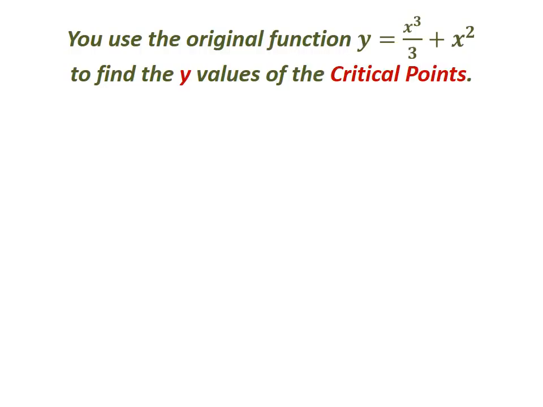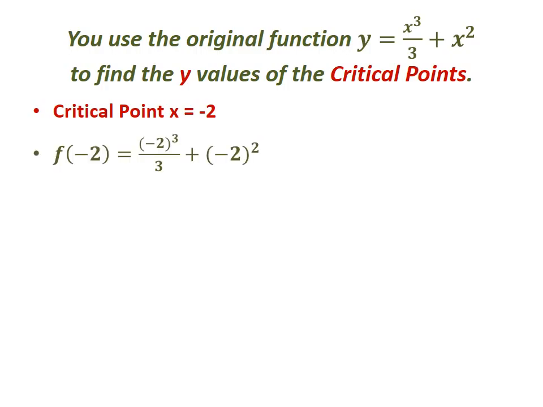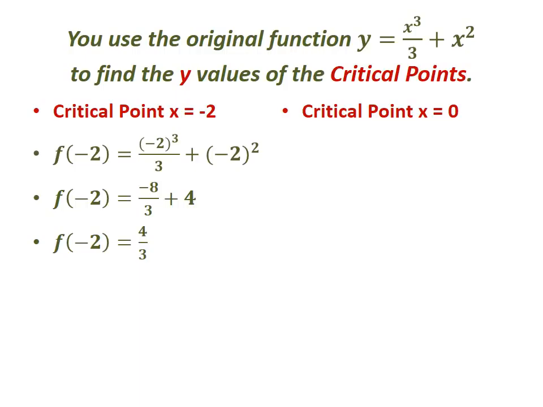Now, we need to come back and use our original function to find the y values of my critical points. My first critical point I'm going to look at is my maximum, where x equals negative 2. I'm just going to plug it back into the original function and find the y value. When x is negative 2, y will be 4 over 3. My other critical point is x equals 0. Again, plug it into the original function. I have 0, 0. Remember, that was my min.